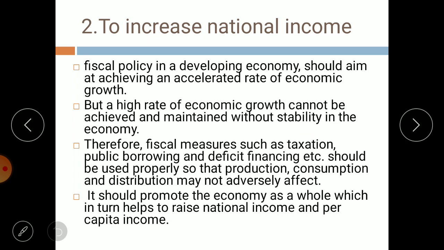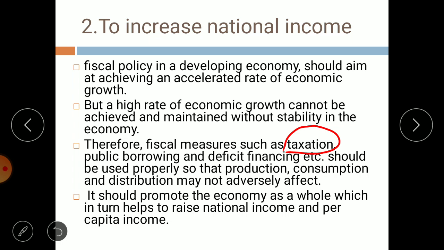Taxation, public borrowing and deficit financing, etc. should be used properly so that production, consumption and distribution may not be adversely affected. Sometimes what happens is that we say that by imposing a higher tax rate, the government's income will increase and infrastructural facilities will be increased in the economy, but it has a second, negative side. What is that second negative side? When you increase the tax rates, the people's income will be adversely affected.